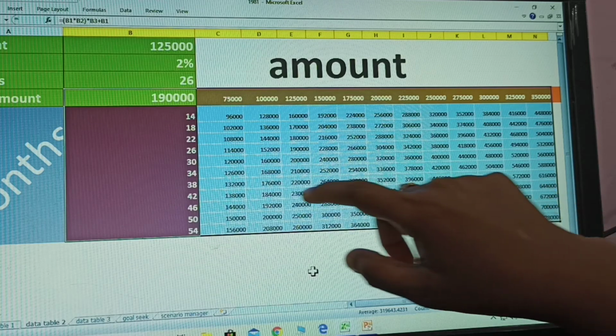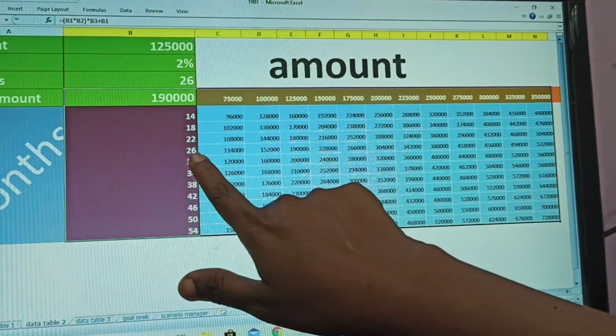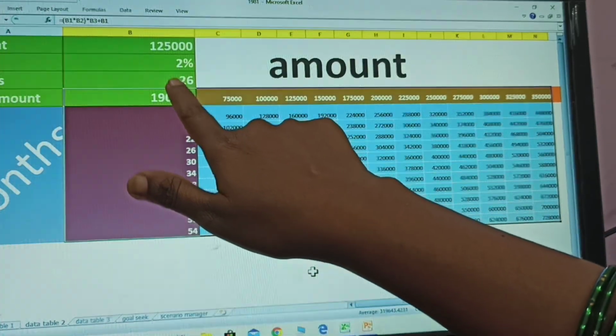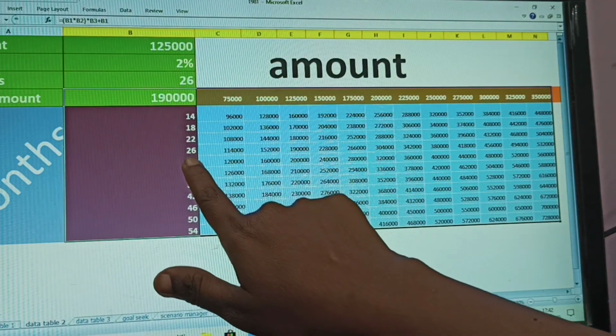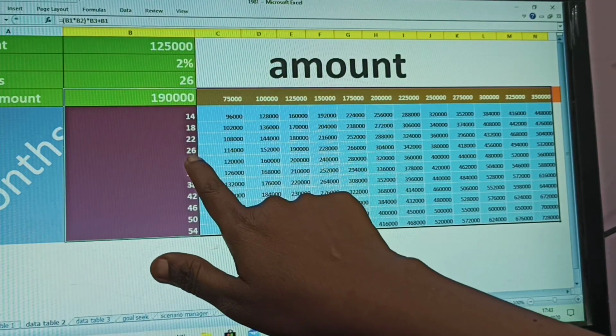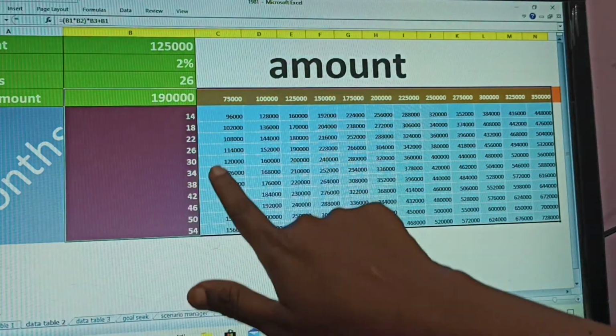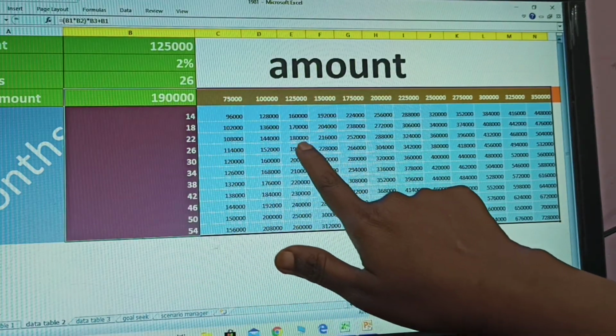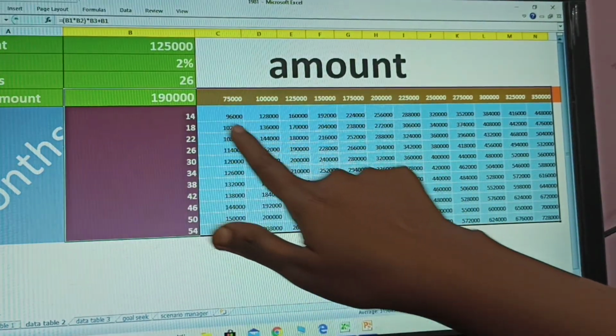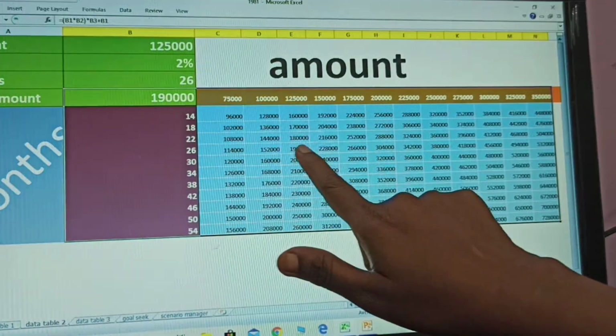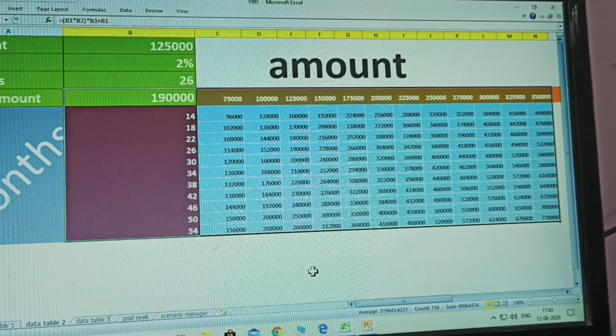Once you observe here, the 26 months table is already given here, the same table with the same numbers. For 26 months at 1,25,000, how much is the amount? 19,000. Compare both. This is the use of the data table. And there is another table.